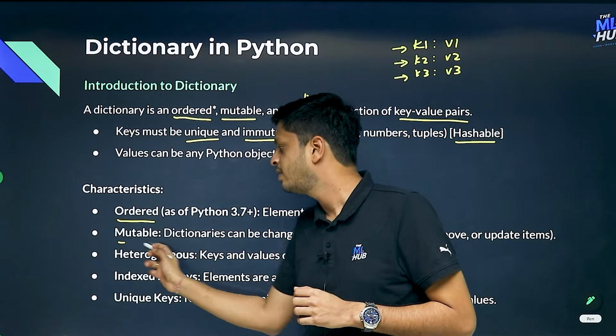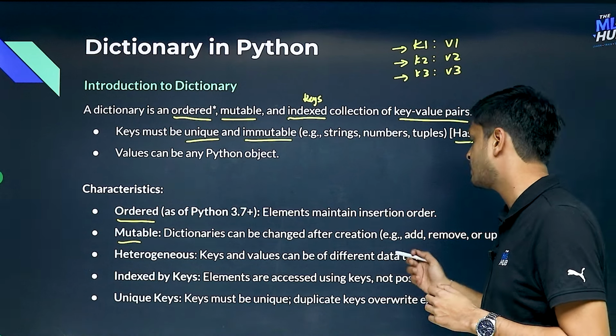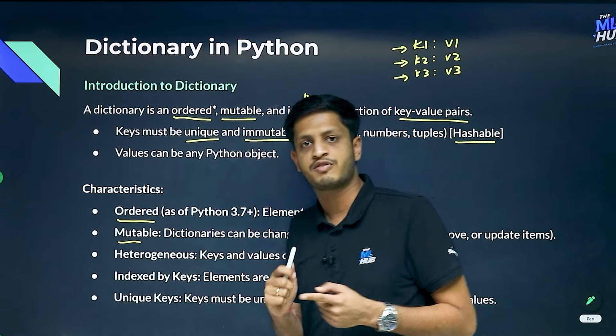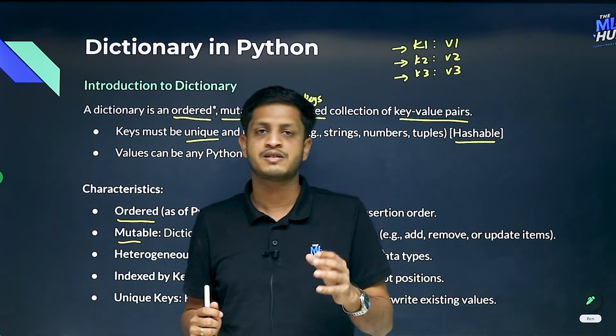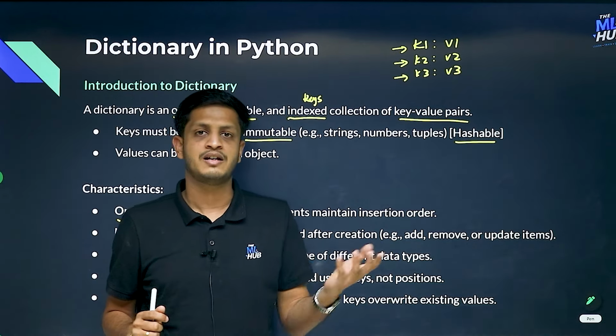Next is mutable. Dictionaries can be changed after creation. You can change the key, you can change values, you can do anything. You can add more key value pairs, you can delete some key value pairs, you can change some value at a key, you can do anything.